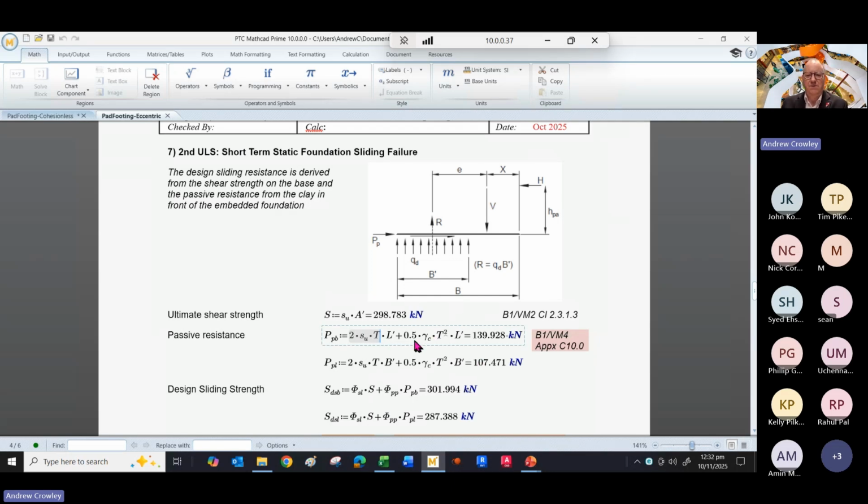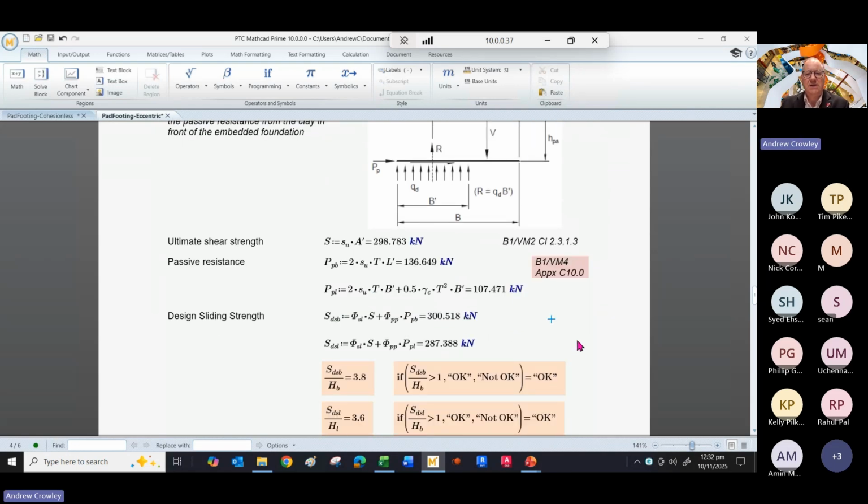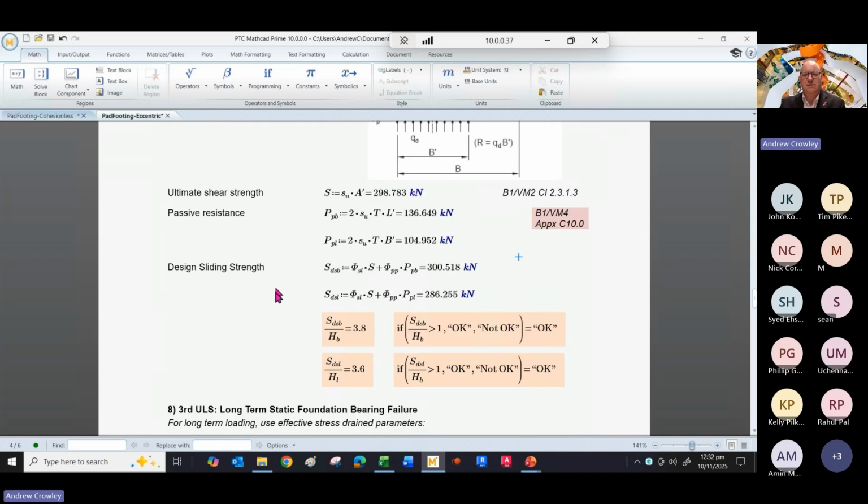And then you've got your resistance given by B1VM4. Again, if you want to be conservative, take that out in both cases and see if you're still okay. And so our design sliding strength is 300 in the width and 286 in the length. So our capacity divided by our load is well over 3, so we're good to go.